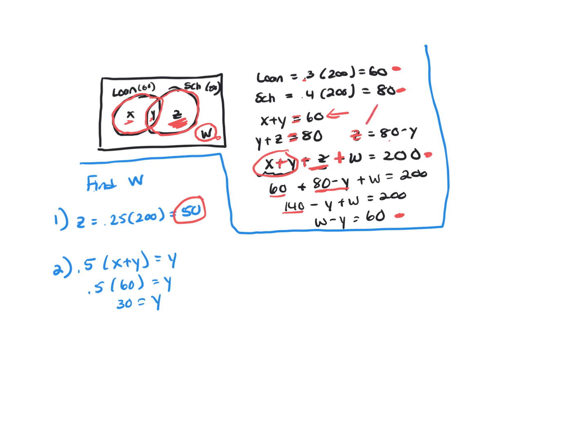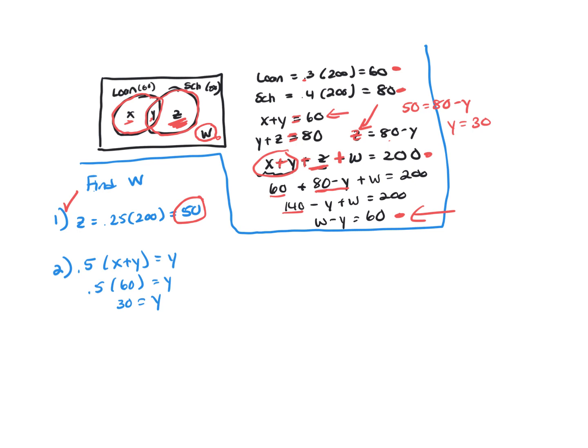So I could plug in 50 here. 50 equals 80 minus Y. And that's going to give me a negative 30 is negative. What's going to give me Y equals 30? And then you can plug that in here and find W. So clue 1 works. Now let's look at clue 2.